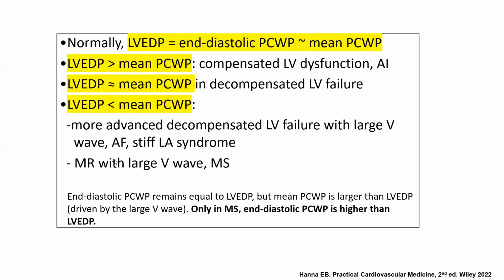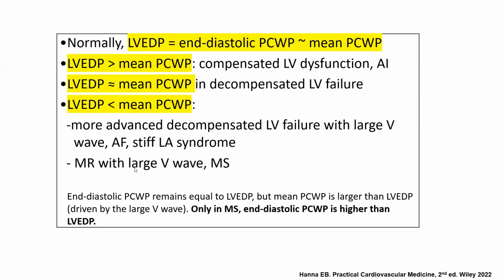especially decompensated LV failure with AFib. And in this entity called the stiff LA syndrome, which is a subset of heart failure with preserved EF. So this is a subset of heart failure with preserved EF that may have higher LA pressure and wedge pressure compared to LVEDP. And many of those have AFib. Other causes of mean wedge higher than LVEDP are MR with large V wave and MS. But those top ones are actually more common than mitral valve disease.